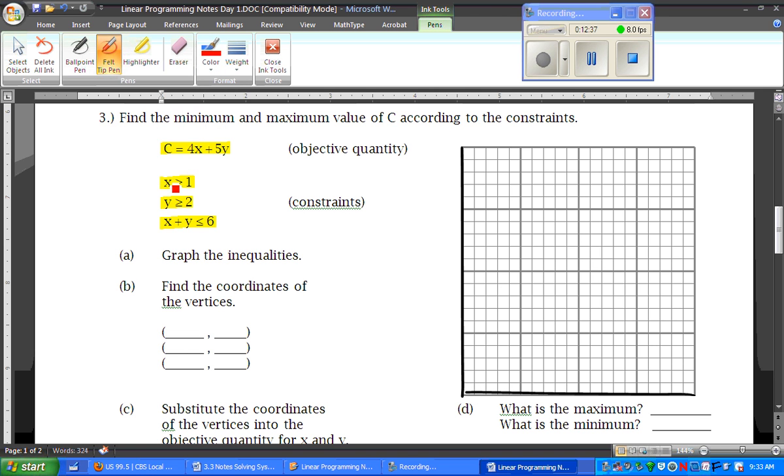If I were to graph the first inequality, x is greater than or equal to 1, that is a vertical line at 1, and I would shade to the right because of the greater than inequality symbol. For the second inequality, it's a horizontal line. I go to 2 on the y-axis and I draw a line horizontally. And because it's a greater than symbol, I would shade above.